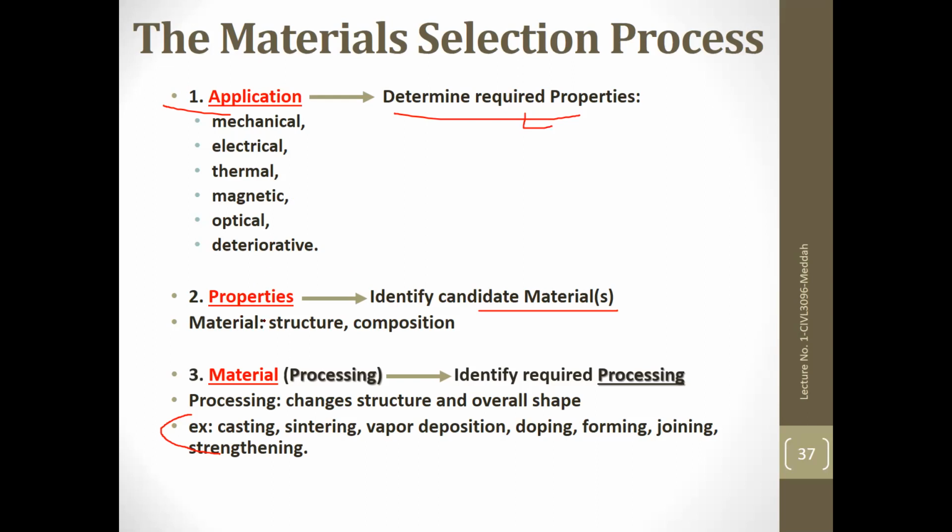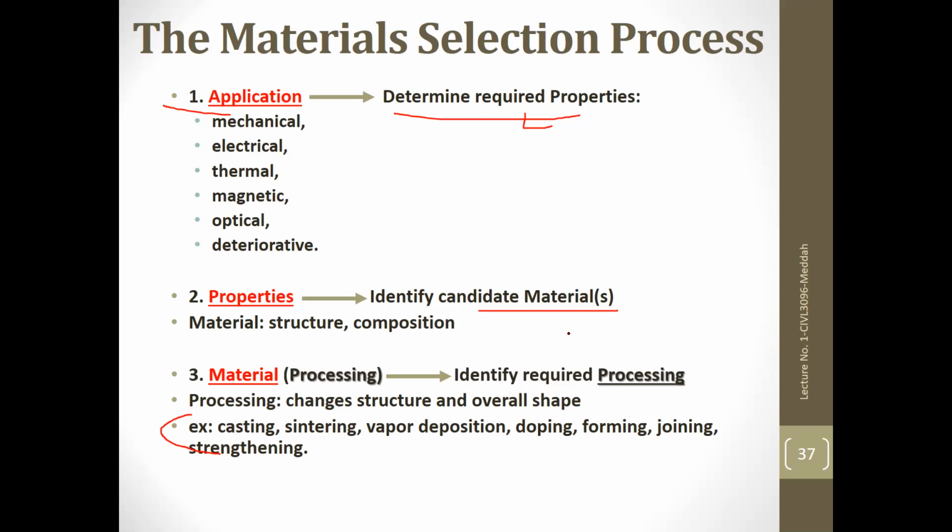And once the properties of the materials are known, let's say for your material you need mechanical and thermal properties, so you don't need optical or electrical properties. Then based on this, you can identify what are the materials that have these properties, mechanical and thermal. This is just a very general example.